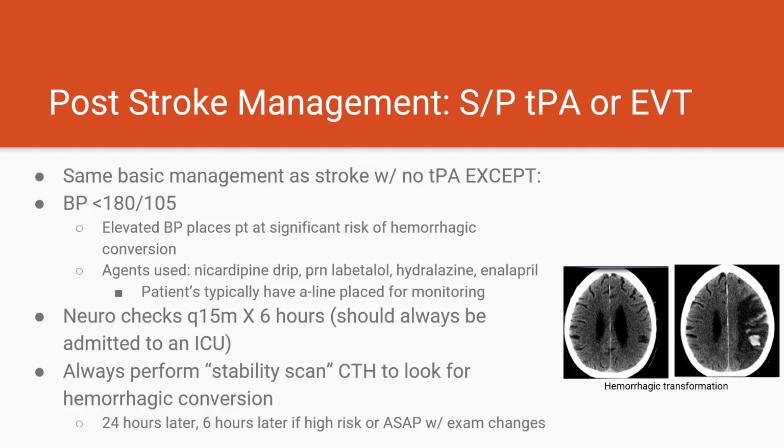Another important difference in patients who have received TPA is that they need even closer monitoring from nurses. Neuro checks should be performed every 15 minutes for 6 hours, and then every hour for the first day. And furthermore, you should always perform what we call a stability scan 24 hours later to make sure that the TPA didn't cause any iatrogenic hemorrhage. Of course, if you see even a whiff of a changing neuro exam, you really need to send these patients down for an emergency CT to rule out a bleed.